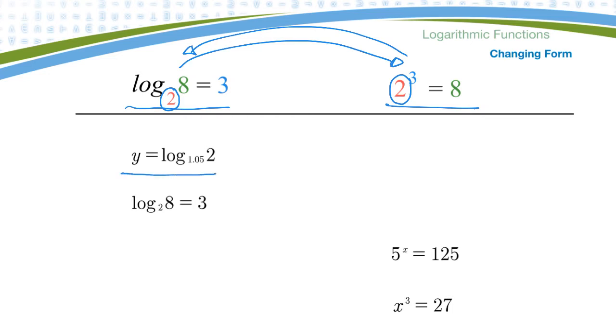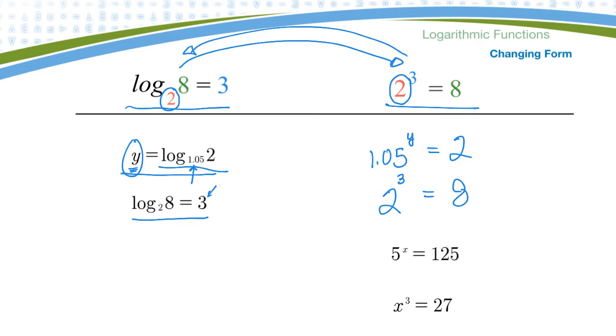So for example, for this one, if I wanted to change that to exponential form, that's where I'd focus first. So 1.05 to the, and this thing, a logarithmic expression, is always equal to an exponent. So that becomes the exponent, which is equal to the other number, which would be a 2. Let me try this one. So 2 is the base. The thing on the other side has to be the exponent, and it is equal to 8.